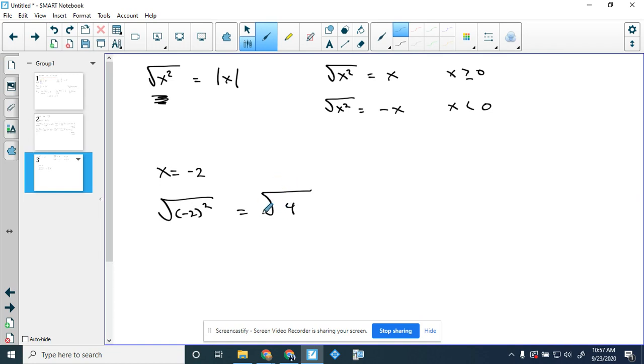The square root of 4, the principal root of 4, is 2. That isn't my x, right? That's actually negative my x. It's minus -2, right? This was my x right here. So hopefully that seals the deal and you get it now, okay?